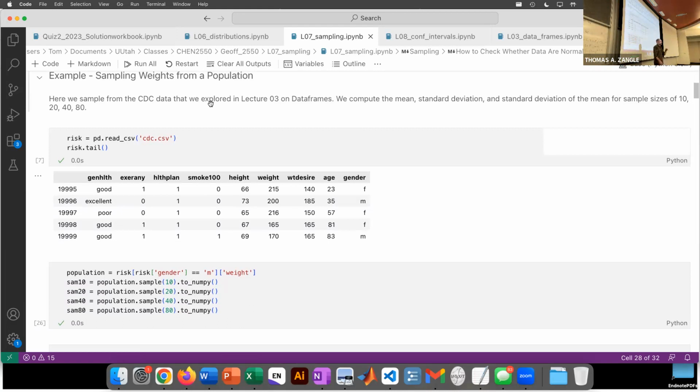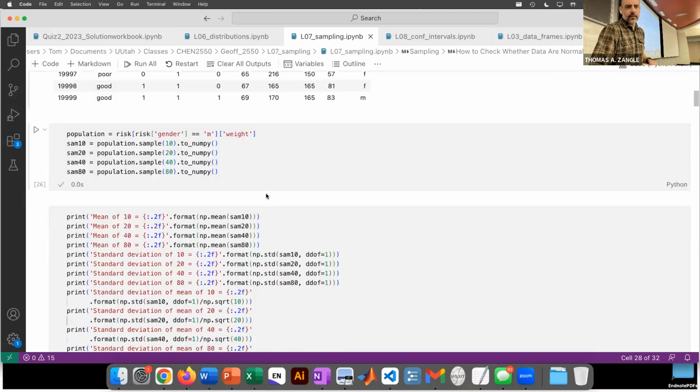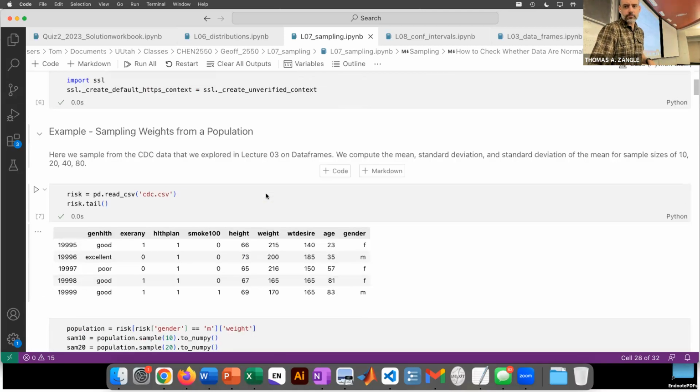If we treat the data that's in this file, cdc.csv, for a number of individuals, as our population, we're going to look at what happens to our estimates of the mean, standard deviation, and standard deviation of the mean, which is something a little bit different that we'll explain in this lecture, for sample sizes of 10, 20, 40, and 80.